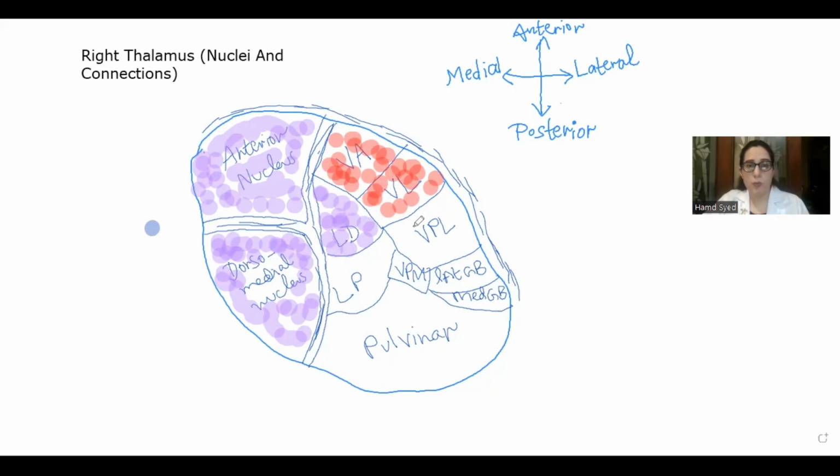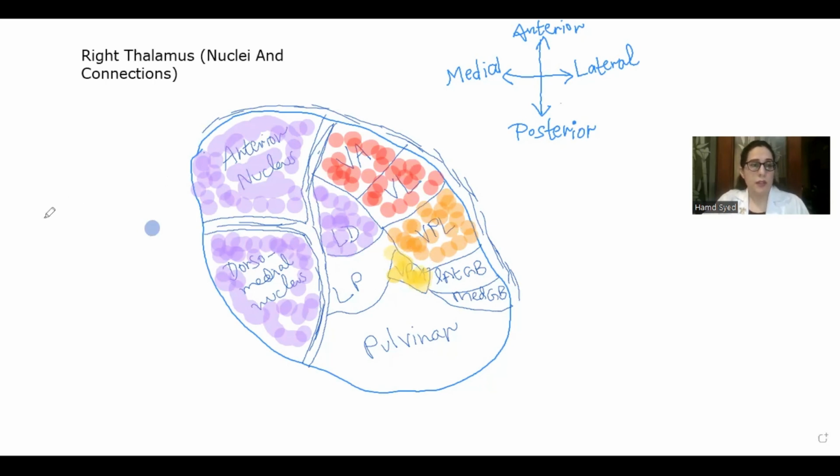We have the ventroposterolateral nucleus. This is the one which is receiving the sensory information, that is the tactile and vibratory information from the dorsal column medial lemniscal system, and it is also receiving the pain and temperature sensations from the spinal lemniscus. So this is the function of the VPL. And if we look at the VPM, that is ventroposteromedial nucleus, this is the one which is receiving information, or the gustatory information, from the trigeminal lemniscus.